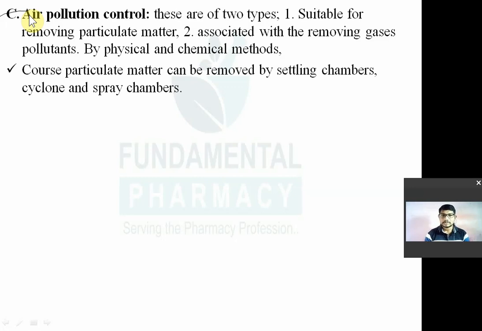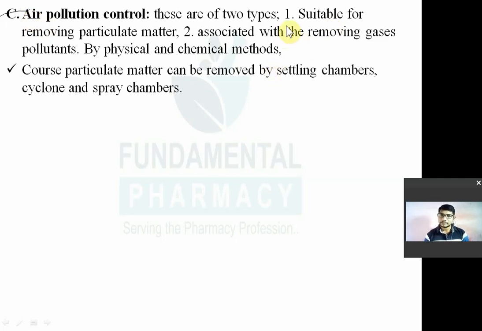Okay, so air pollution control, so that is nothing but the type of air pollution. So there are two types of air pollution. So air pollutant or air effluent, you can call it air effluent. So effluent are of two types. Now first effluent that is suitable for removing the particulate matter, जिसमें particles है और आप filters यूज करके उस air में के particles remove कर सकते हो, that is suitable for removing the particulate matter. And second one is associated with removing the gases of pollutant.